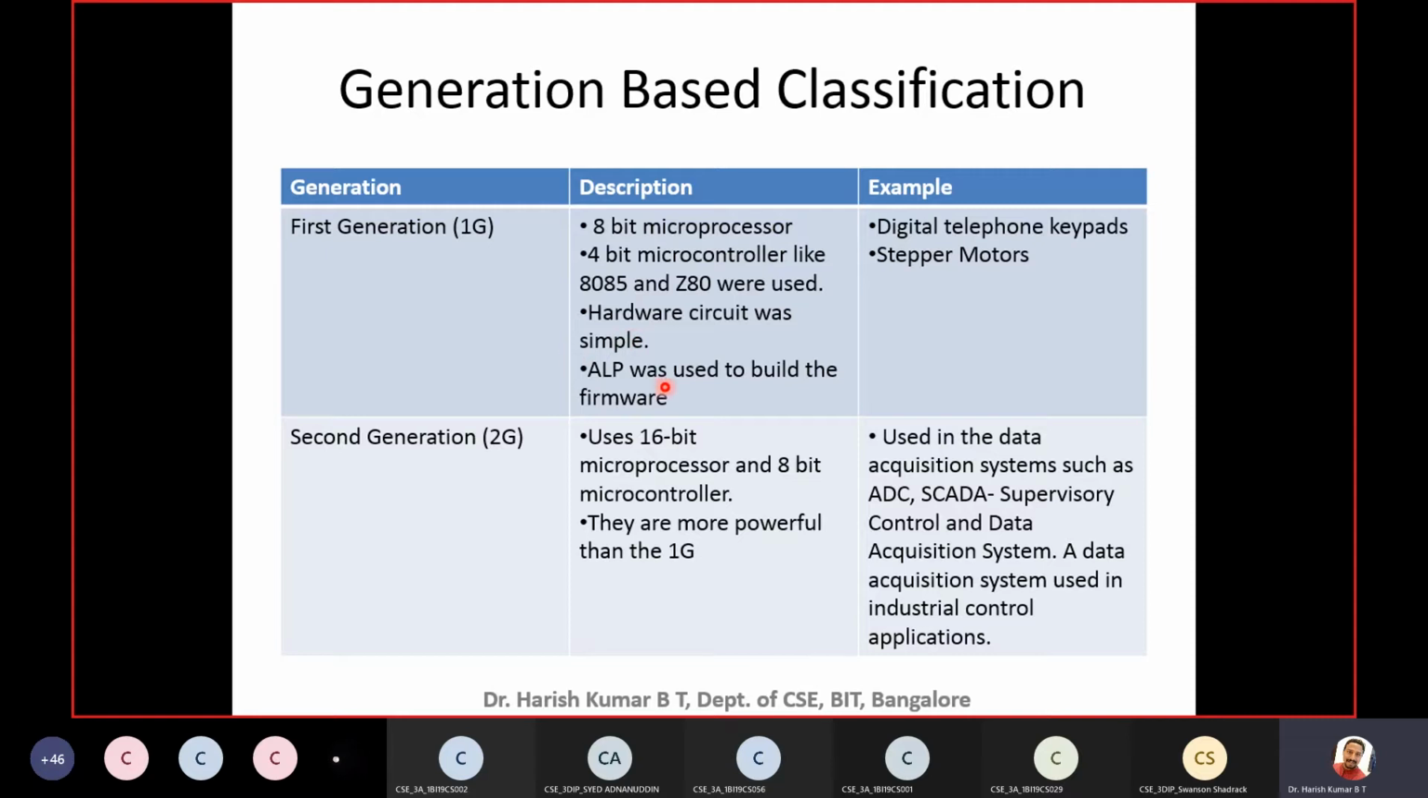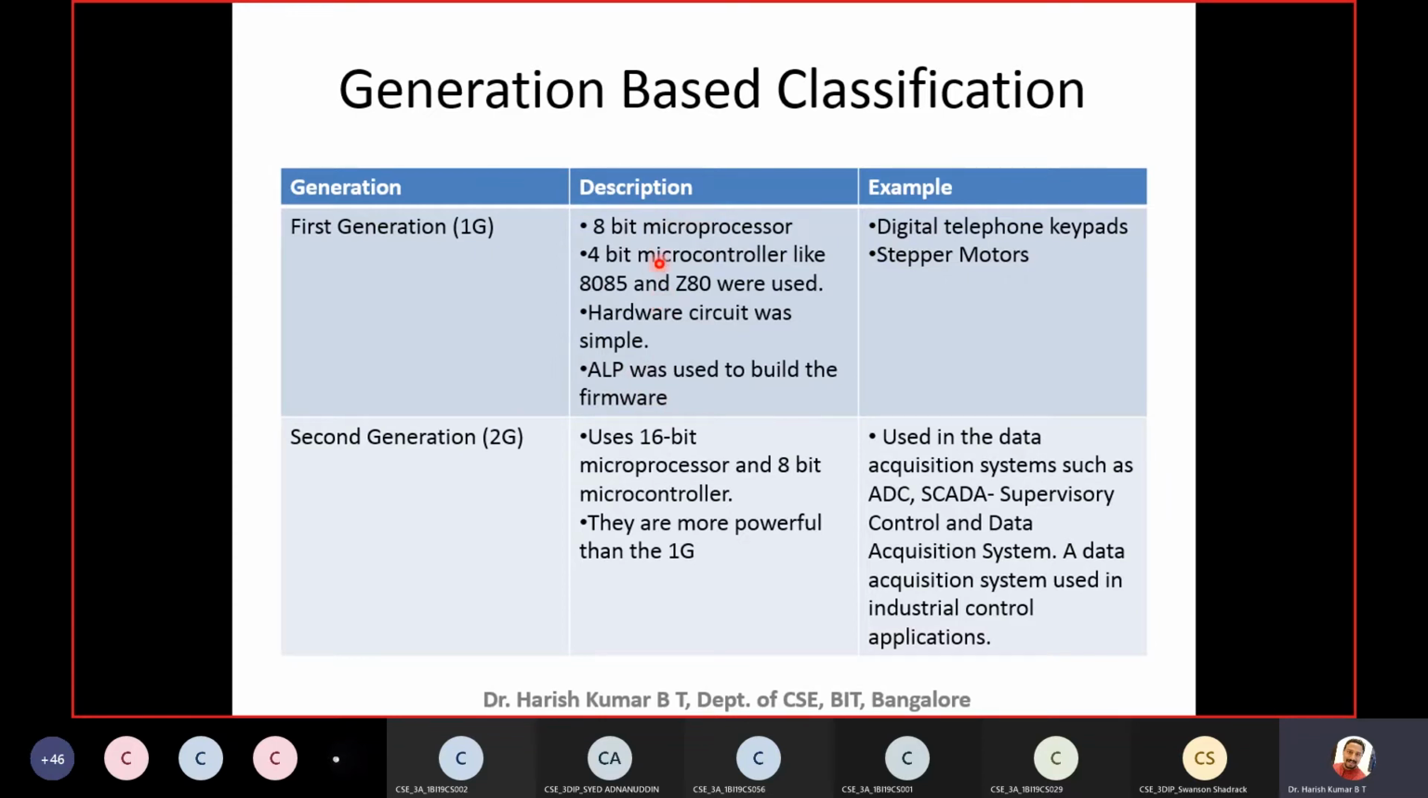Okay, and what kind of a language was used to write the firmware? So that is the software which is stored inside the ROM. So ALP was the language that was used. Assembly level programming language was the one which was used to write the firmware software.